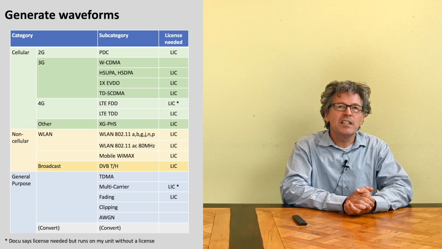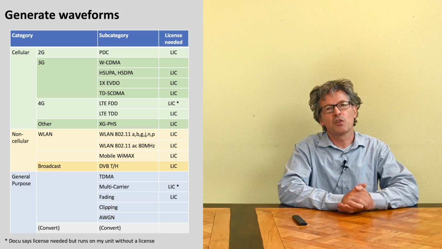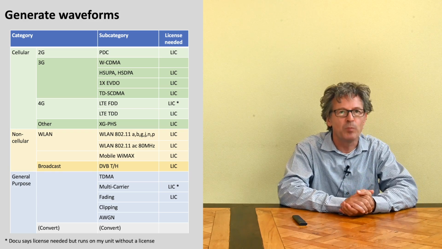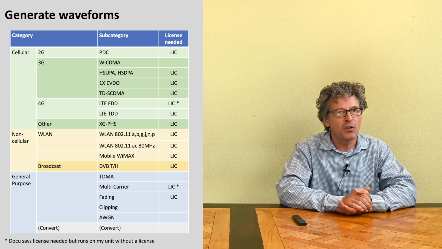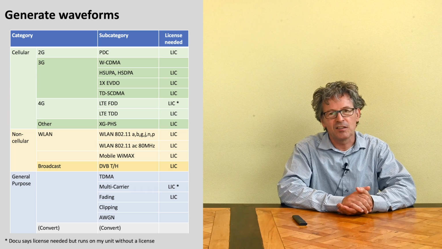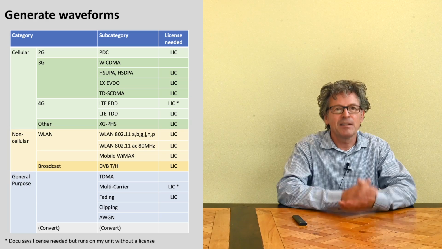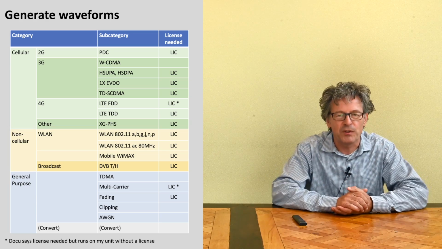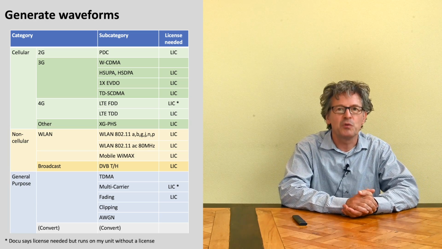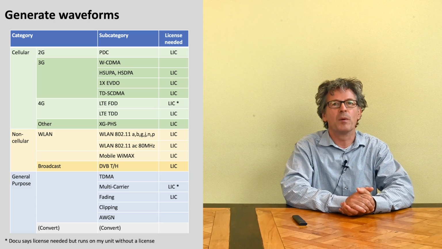Now again, here you see an overview of what types of waveforms can be generated by the software. So this is a different table than the table you saw before, although we see the same kind of overall categories. We see cellular standards, a number of non-cellular standards including broadcast, and then we also see the general purpose type of settings with which we can create waveforms, like more general modulation methods or whatever.